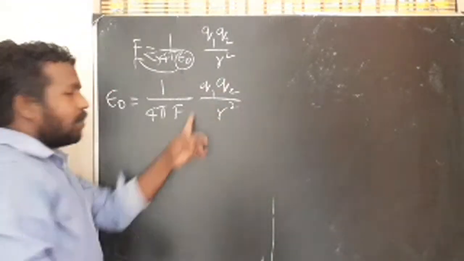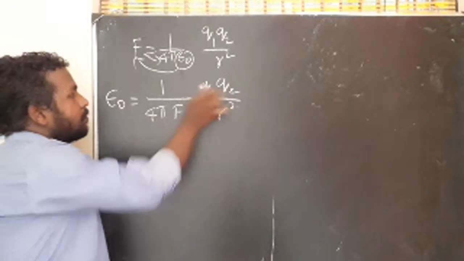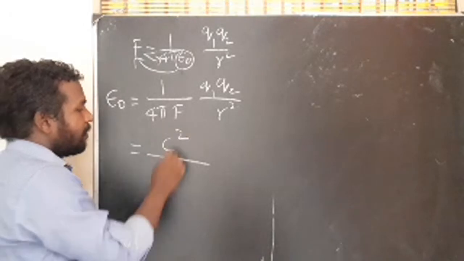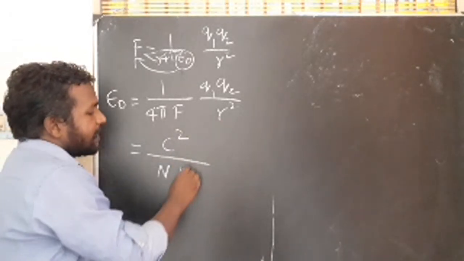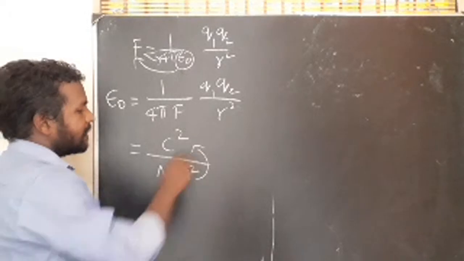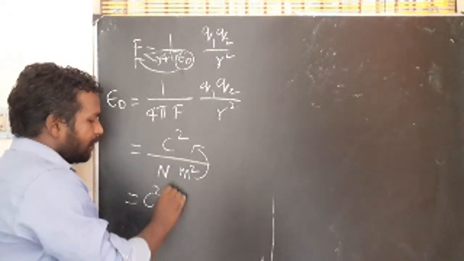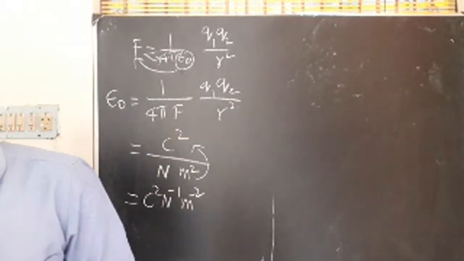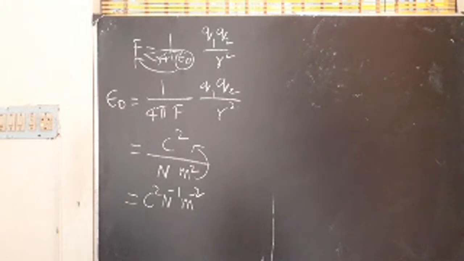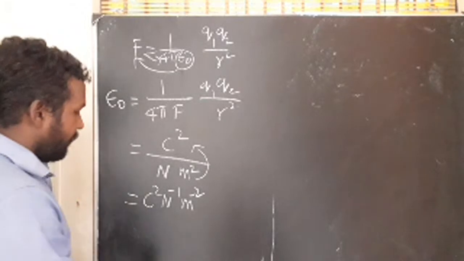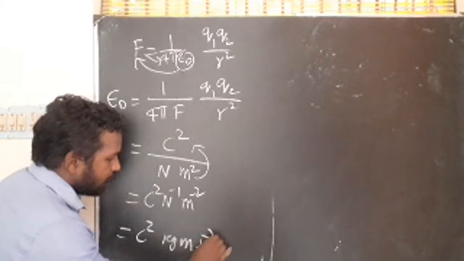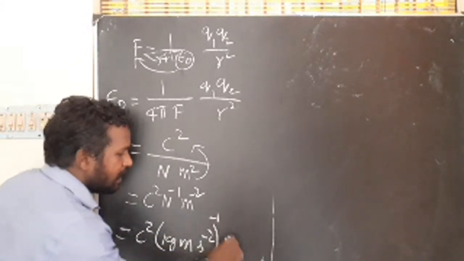Now, charge is what? Coulombs. We'll have Coulomb square. 4 pi is a constant, we don't have a unit. Force is Newton, distance is meter square. Taking the denominator to the numerator, Coulomb square, Newton inverse, meter minus 2. Like that we can write. What is Newton? Newton, we already know, is kg meter second minus 2. So it's going to be Newton inverse meter minus 2.